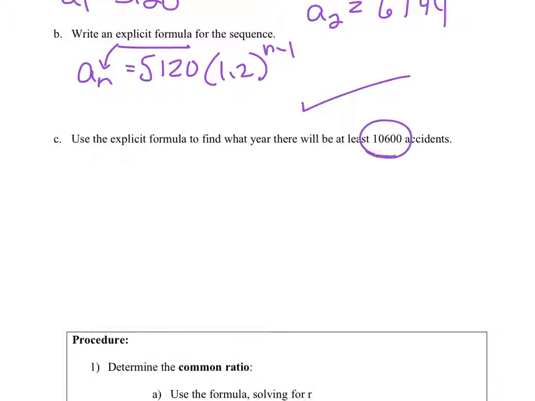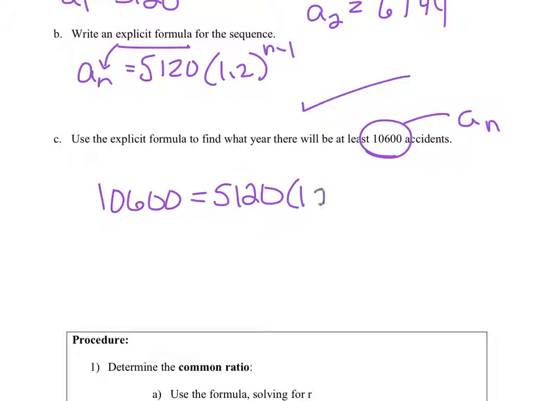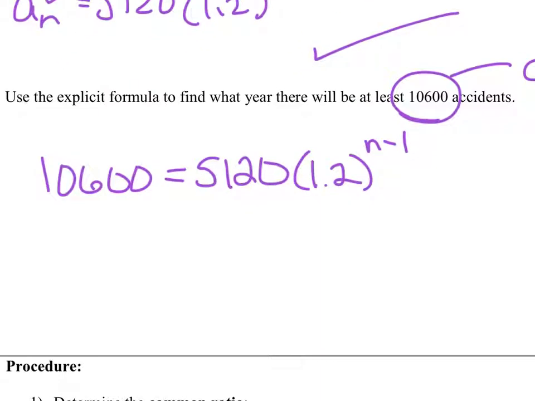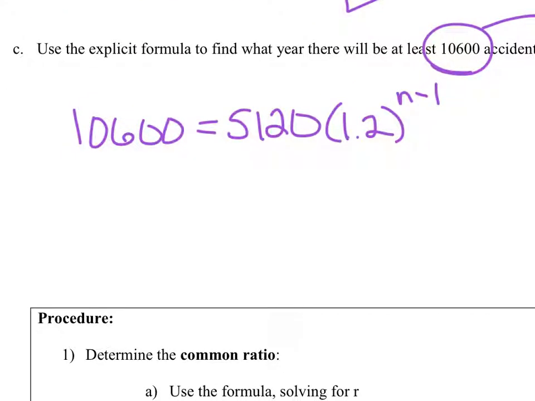So 10,600. So what is that? Is that the n? Is that the time? Or is that the actual accidents? Well, that is your a sub n. So you're trying to find out the term, how many sets of 4 years that happened. So that's your y, if you want to think of it that way. We don't know what n is, so it's n minus 1 there. I'm going to make this a little larger because I'm going to run out of room.